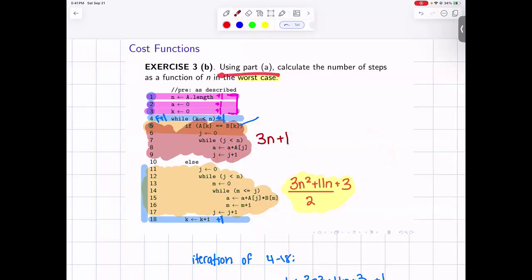As computer scientists, we often care about the worst case the most, but we will definitely see the other cases as well as we move into the next unit.